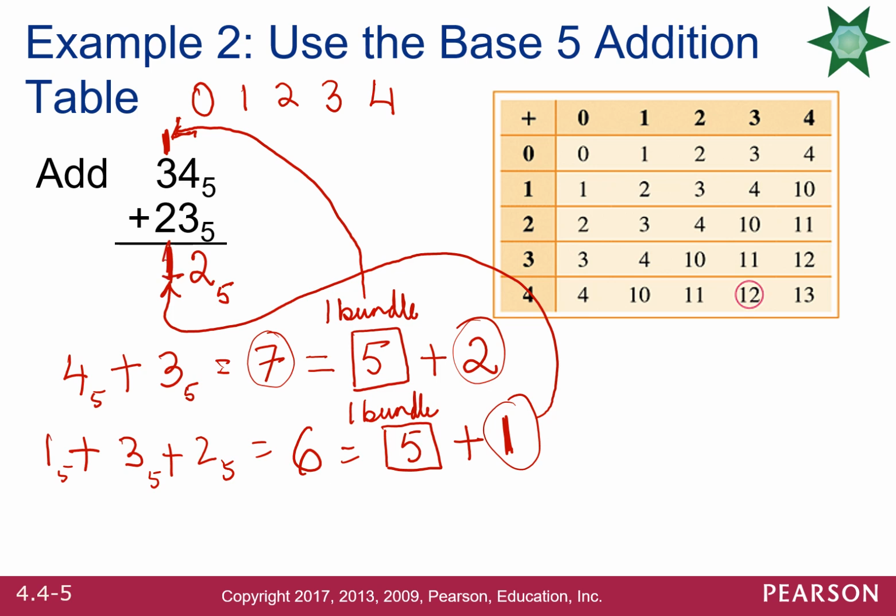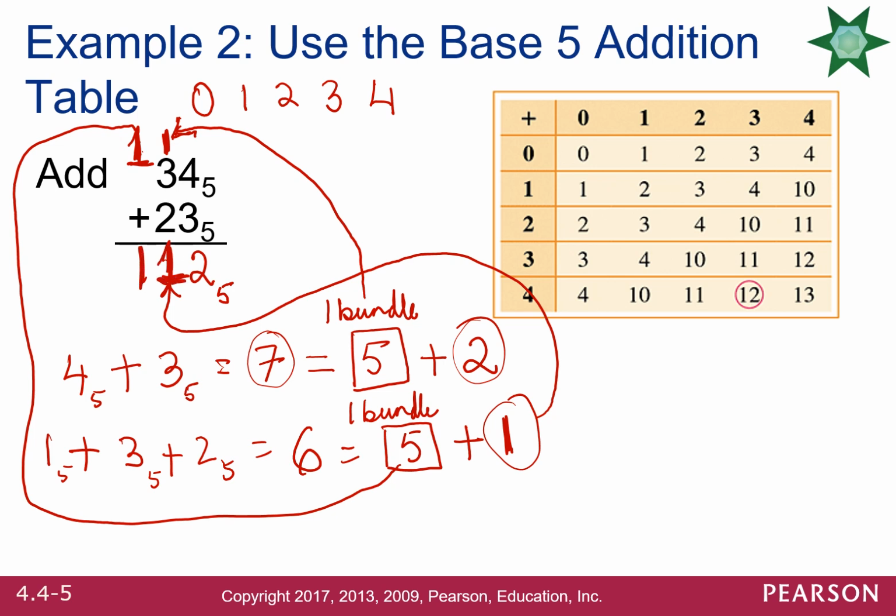And what happens to this bundle of 5 that we extracted? It's carried over to the next position. We write the 1 here. All right, this is the 1. And then we do the addition of this third column from the left. So 1 plus 0 is a 1. So our answer from adding 34 base 5 and 23 base 5 is 112 base 5.